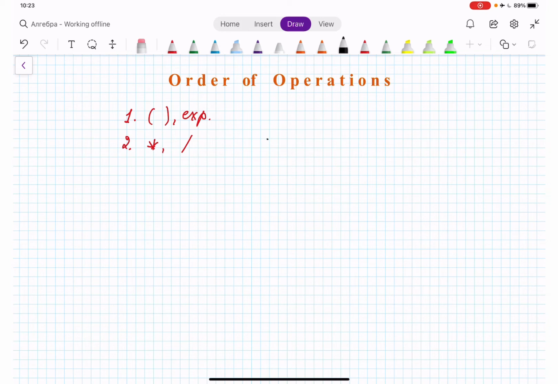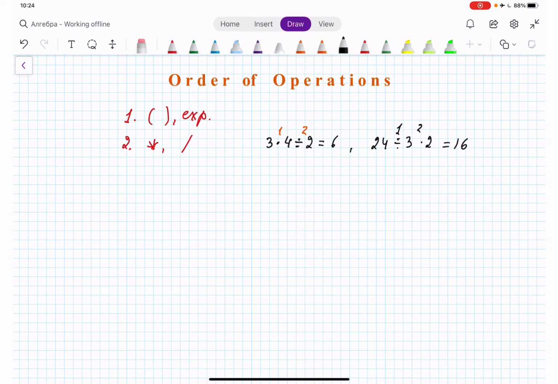So if you have 3 times 4 and divided by 2, it's going to be 3 times 4 is 12, divided by 2, it's going to be 6. Let me write down this way first and then second. Now, if we have 24 divided by 3 and then times 2, this is first, this is second. Okay, 24 divided by 3 is 8, 8 times 2 is 16.